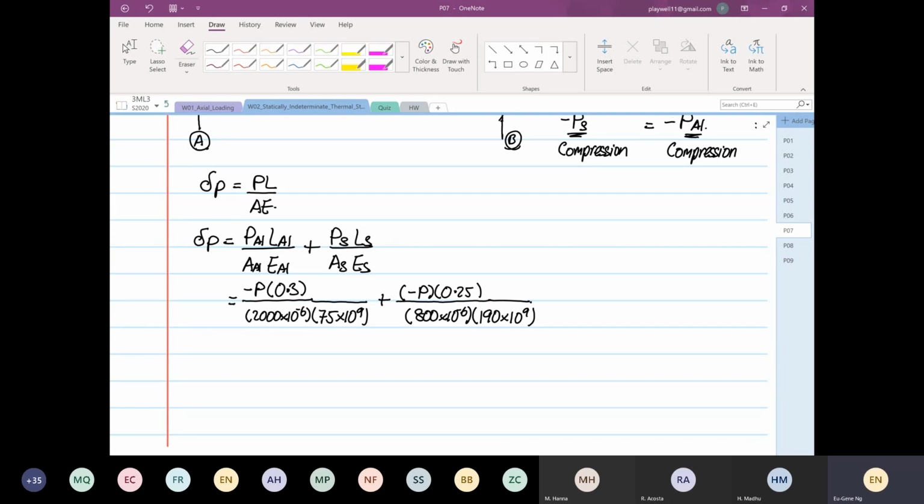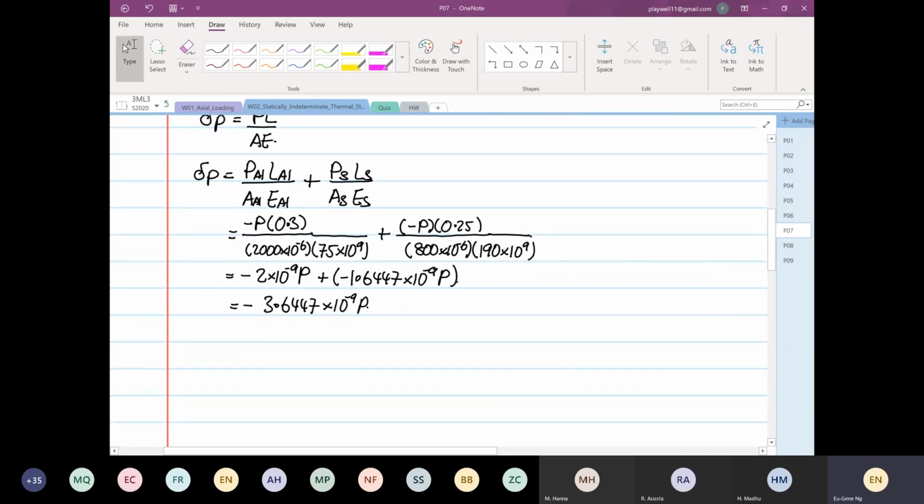So this will be equal to minus 2 times 10 to the power 9 minus 9P plus minus 1.6447 times 10 to the power minus 9P. So this will be equal to minus 3.6447 times 10 to the power minus 9P.